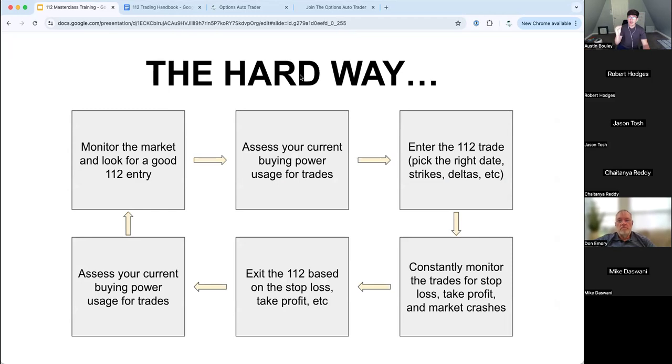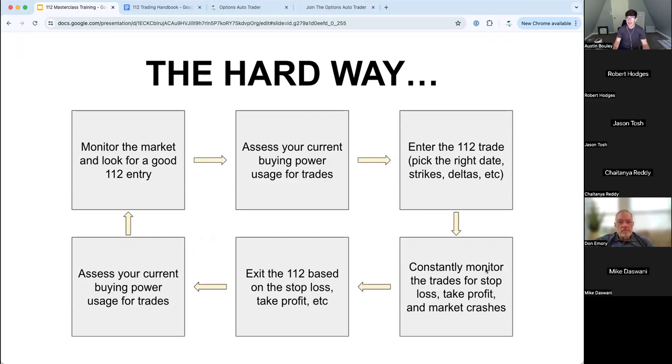Well, guys, here is the way that you can trade 112s right now if you're doing it manually. We start here. You need to monitor the market and look for a good entry. Then you assess your buying power. Are you under 50%? Then you pick and structure the right trade. You enter the trade. Then you constantly monitor the 112 trade for your stop losses, your take profits, and market crashes. Then you exit the trade once it hits your stop loss or take profit.